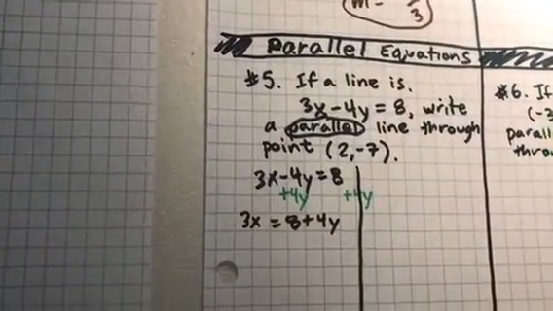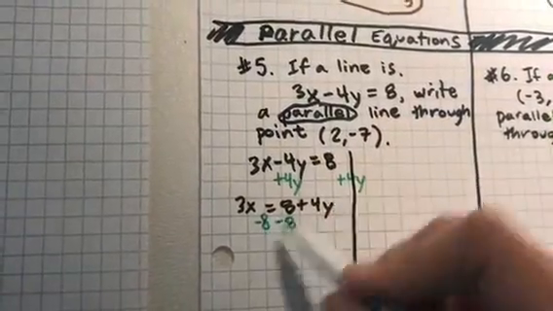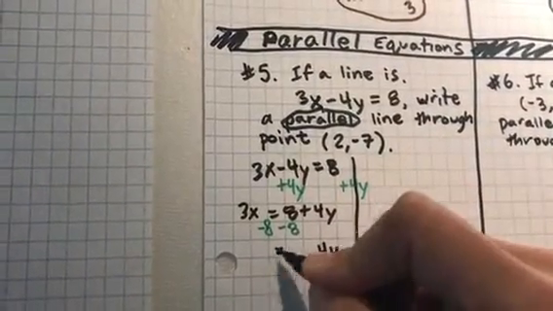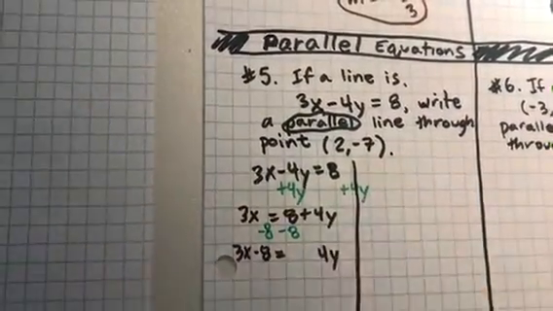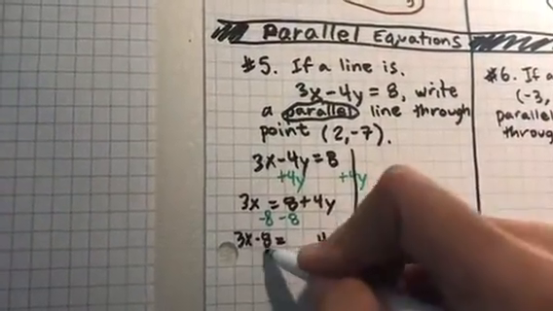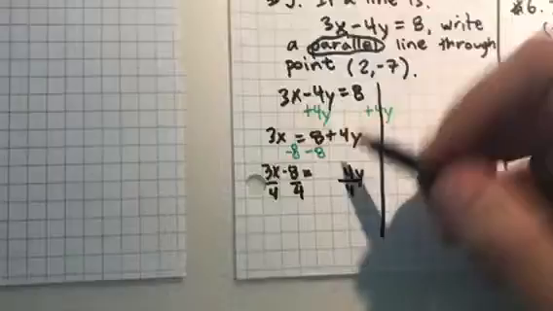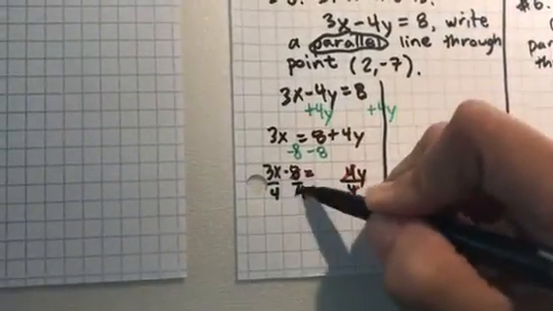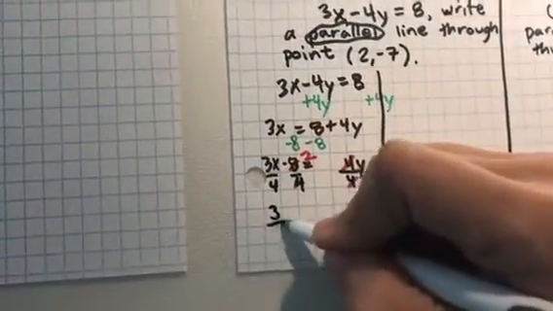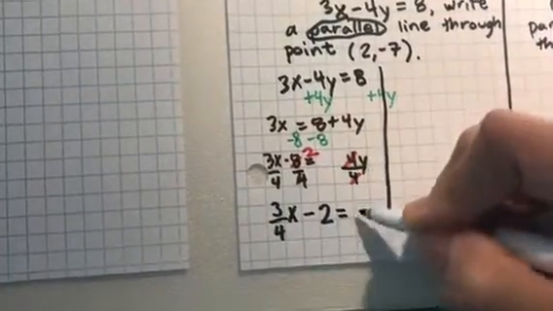I need to keep going because I got to get rid of this 8. So I'm going to subtract 8 on both sides and rewrite. Okay, and now we're almost done. I still need to divide every term by 4. Now I can cancel. So 4 divided by 4 is 1, 8 divided by 4 is 2, and 3/4 can't be reduced. So let's recopy. 3/4 x minus 2 equals y.